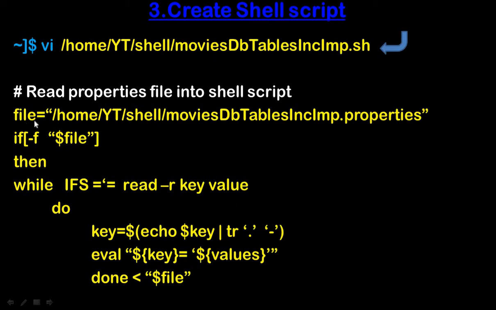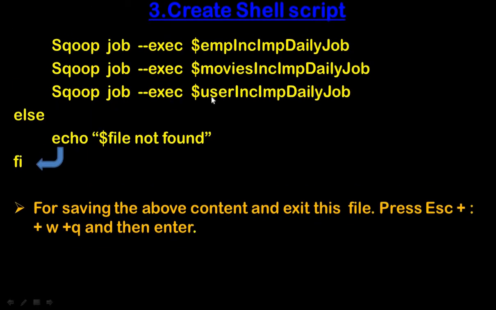So we can write file is equal to the path of the properties file, because we define all the properties in this file, and these are the code. You can write these things, and after that you can write the Sqoop job execution. This is the first Sqoop job. As we know, for executing a Sqoop job, we should write sqoop space job space double hyphen exec space the job name. This is the script variable name.